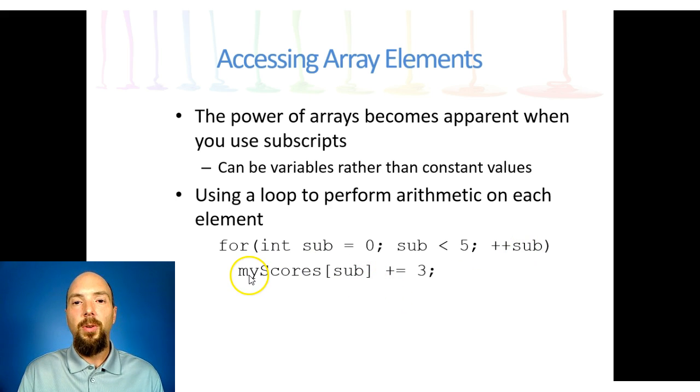Alright, so what would happen is the first time we go through, it would be looking at the value for myScores sub, which is 0, and this means to add 3 to whatever the value is in there already. Then we increase sub by 1, so now sub is 1. Now we're going to look at myScores 1 and set its value to 3 more than what it is now. Increase sub by 1, now sub is 2. Now we're looking at myScores 2, and so forth.